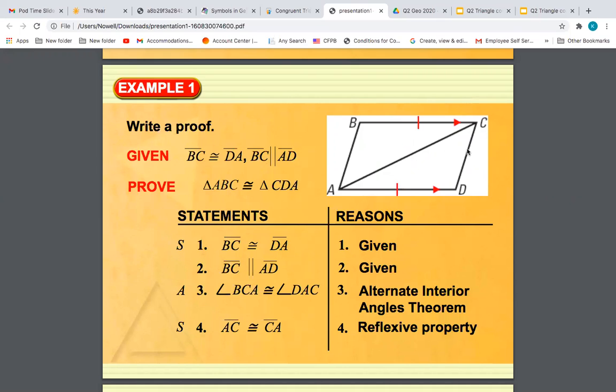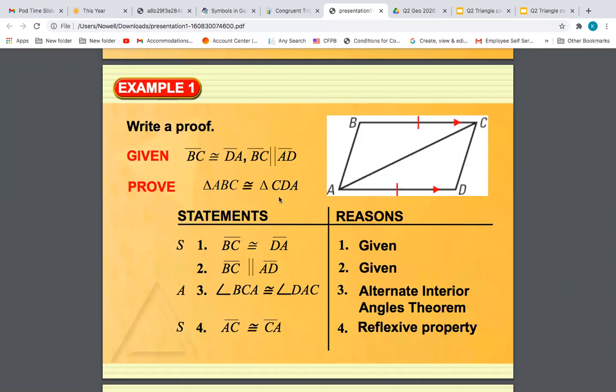So we learned previously, if there's a parallel line and a transversal going through that, the alternate interior angles, these two angles, are congruent. We know that, okay? So now they're asking to prove triangle ABC is congruent to CDA, this triangle. The top triangle is congruent to the bottom triangle, all right?